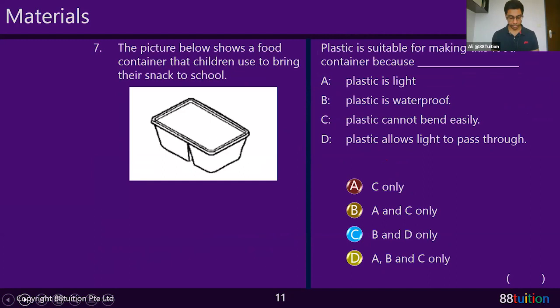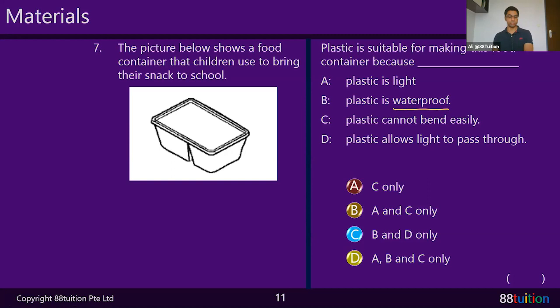The picture below shows the food container that children use to bring their snack to school, which all of you do. What material must we make this box out of so that you can bring it to school? It must be firstly waterproof, because sometimes you have fruits that give out some water and you don't want this water to leak out of your lunchbox and then go into your bag. So I think waterproof is very, very important in order for it to be a lunchbox.